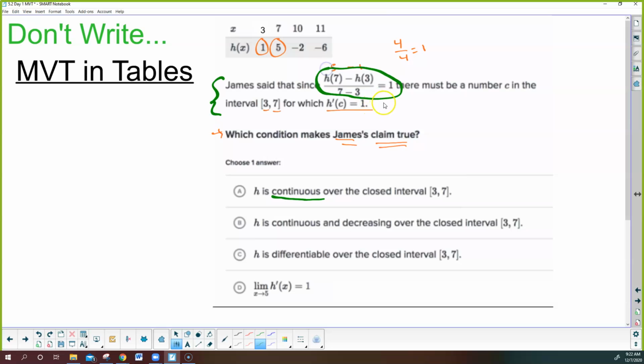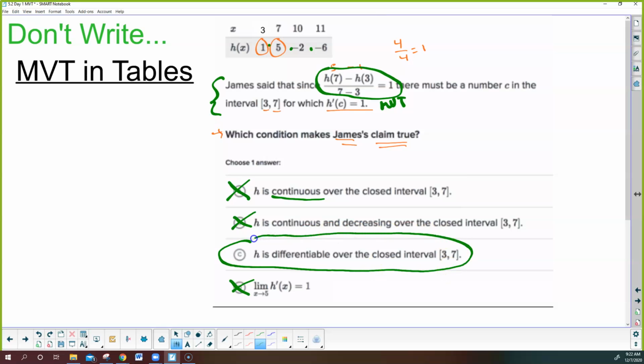When you see this, this is the mean value theorem, which means my function has to be closed and continuous. If it just says continuous, this is not officially 100% true. It's not wrong, it's not 100% true. Continuous and decreasing, we don't know if it's decreasing because I don't know what's happening in between, so part B is wrong. And this is saying that the derivative to the left and the derivative to the right is 1. We don't know that. The only thing that would make James's statement true is if he said the function was differentiable. And the question is why? Why? How come it wasn't part A?